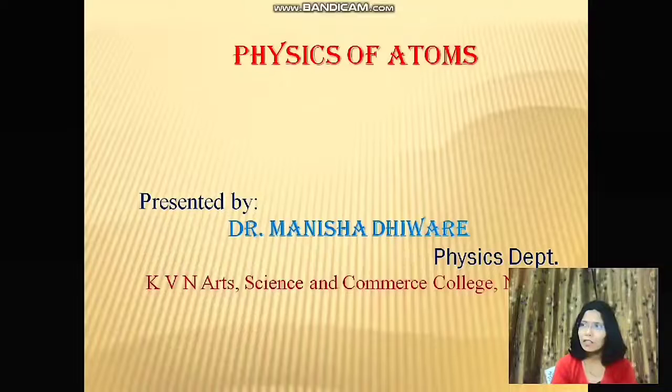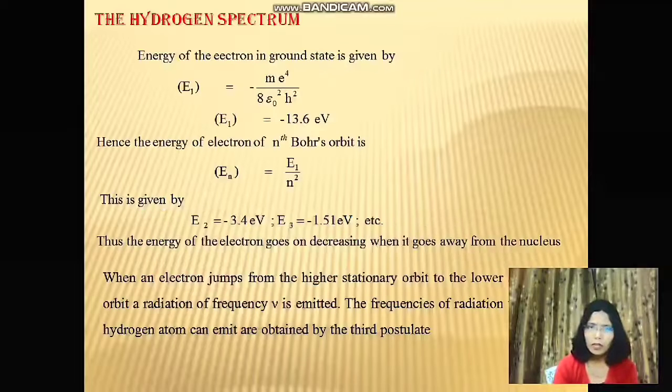In the series of this lecture, this is the fourth lecture in which we will study about the hydrogen spectrum. Friends, when an electron jumps from the higher stationary orbit to the lower stationary orbit, a radiation of the frequency nu is emitted. The frequencies of the radiation which the hydrogen atom can emit are obtained by the third postulate.